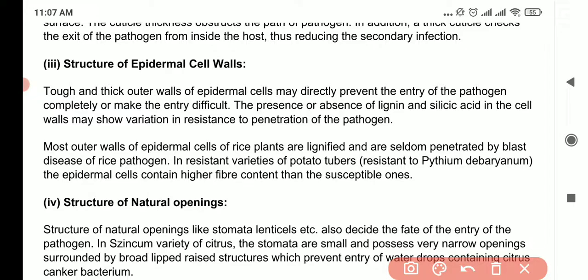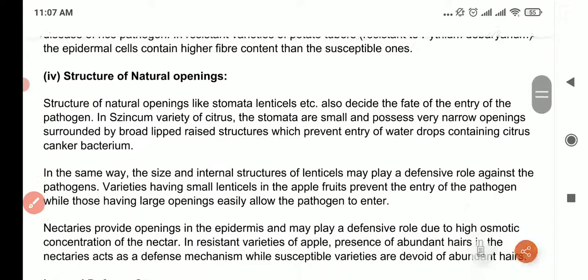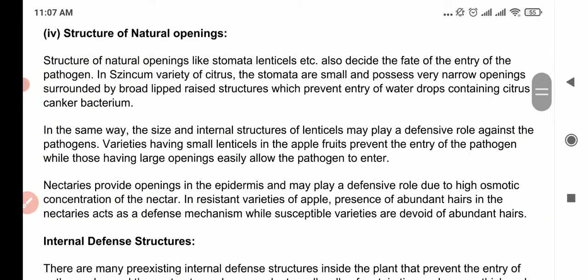Then let's look at the structure of the natural openings. I'm not reading because what's the point? The note is there, girls. I'm just giving you the gist. You can always go through the note. It was already there from last week. So let's look at the structure of natural openings. Structures like stomata will decide whether the pathogen will enter or not. Okay, they are nectarines.